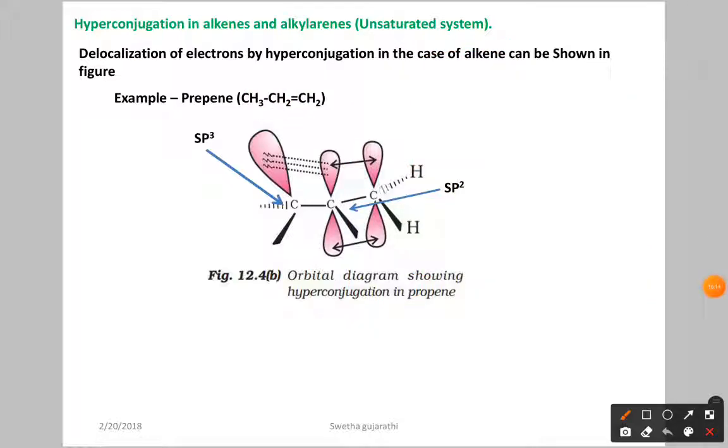so this is the what? First carbon, this is the second carbon and this is the third carbon. So this is first, second, third. So here you can see the p orbital will be there, and from the p orbital the CH bond electrons can shift here, from here to here there is a shifting of electrons. Okay, sigma electron. So this is an orbital diagram showing hyperconjugation in the what? Propene.